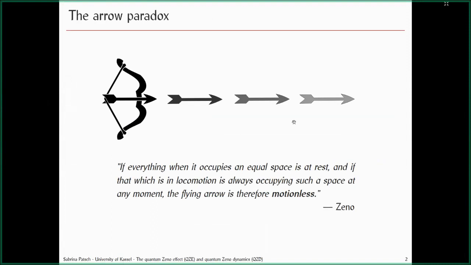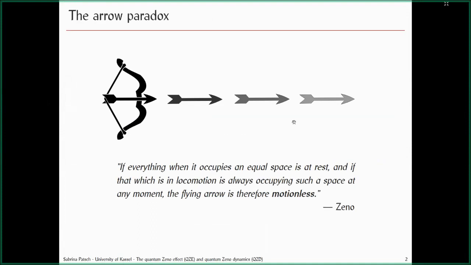That the flying arrow is therefore not moving at all. So he stated that because it is resting at each point of its trajectory, it cannot move at all. So that was one of his paradoxes, and maybe you also heard about another one, which is Achilles and the tortoise, where he says that Achilles can never catch up with the tortoise because every time he wants to catch up, he has to pass the distance before that the tortoise passed in the previous time interval.